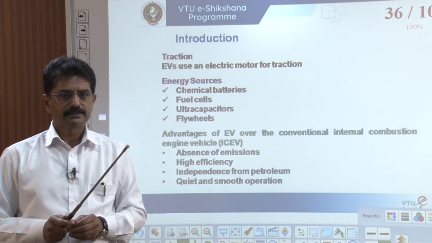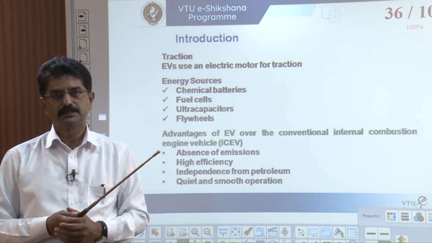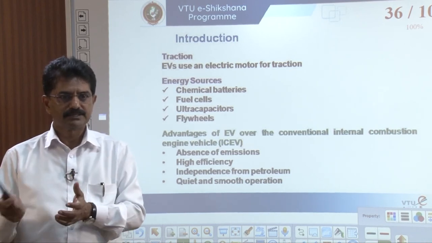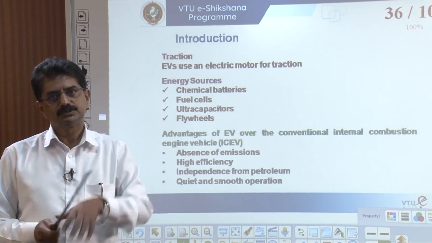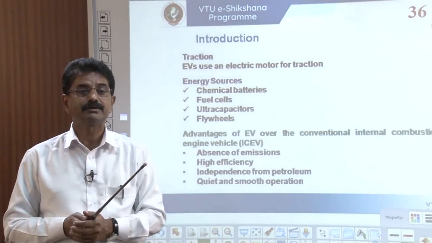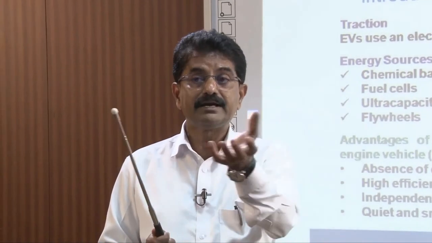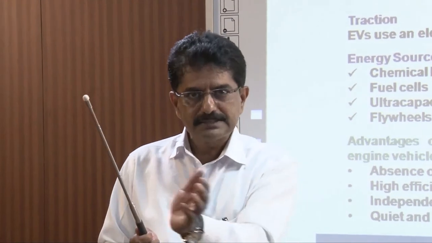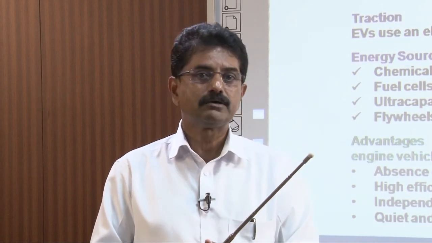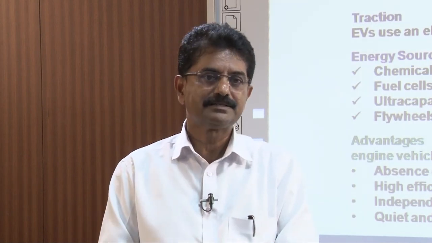Here, a traction electric vehicle uses an electric motor for traction. Energy sources: how are we going to store electrical energy? Chemical batteries, fuel cells, ultra capacitors, flywheels. In the next class, we are going to discuss the various storage devices required for electric vehicles. That means the battery; we cannot forget the role of the battery. There are different types of cells available in the market. How to increase the life of the cells? What are the different types of electric vehicles available in the market? What are the different companies manufacturing electric vehicles? Let us discuss these things in the next class.